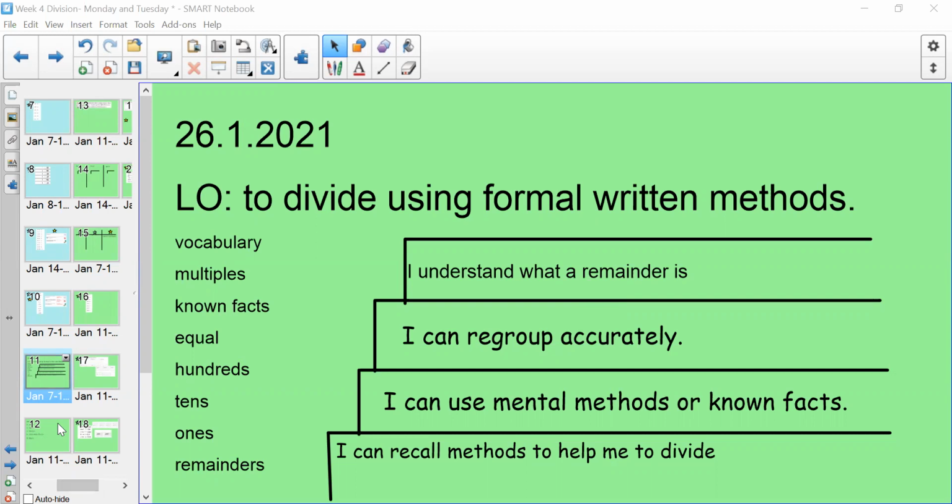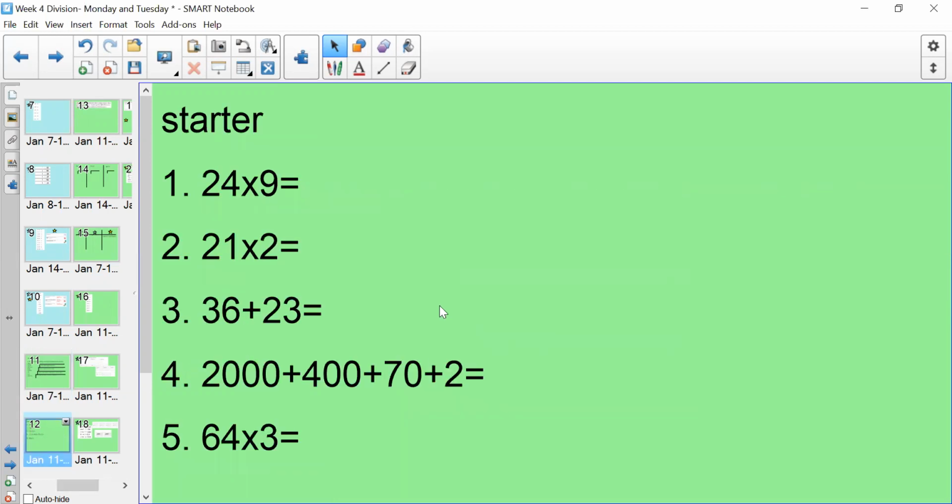So to begin with, we'll do our starter. If you are managing to access Microsoft Teams, you may complete the starter quiz on Teams. If not, you can pause the video now and complete the starter on a piece of paper. Okay, well done. So the answers won't automatically be on here anymore because the more you all use Teams, the answers are there for you when you complete the quiz.